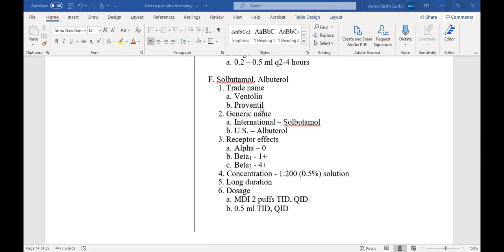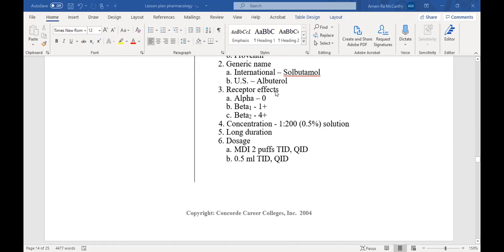Now, let's look at the receptor effects of albuterol. This is why everybody uses albuterol so much. No alpha, beta 1 is just +1, and beta 2 +4. So with albuterol, we're getting massive amounts of bronchodilation and just a little bit of heart effects and no vasoconstriction. So this is why people use it.